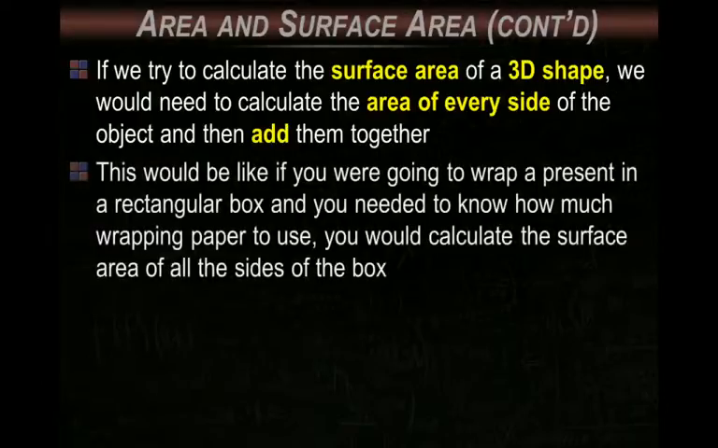Okay. Now, what happens if it's a 3D shape? What if it's not a 2D shape? Well, to calculate area of a 3D shape, you have to do each side. So if you think of like a die from dice, like one die, how many sides are on a die?